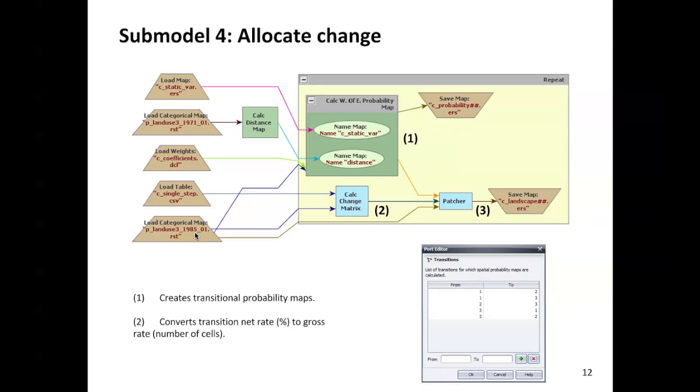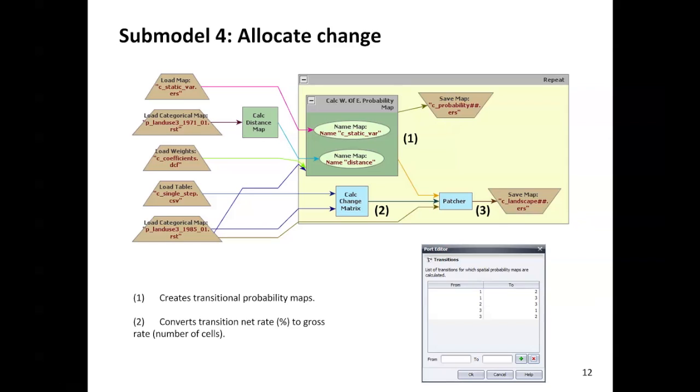Drag the repeat functor into the workspace. This functor contains a set of functors specified by the user linked in a data flow chain with iterations determined by the user. The repeat functor is necessary when using the multi-step transition matrix and is not needed for our model since we are using the single-step matrix, but we are using it here to show you how the repeat functor can be used in the multi-step matrix process.